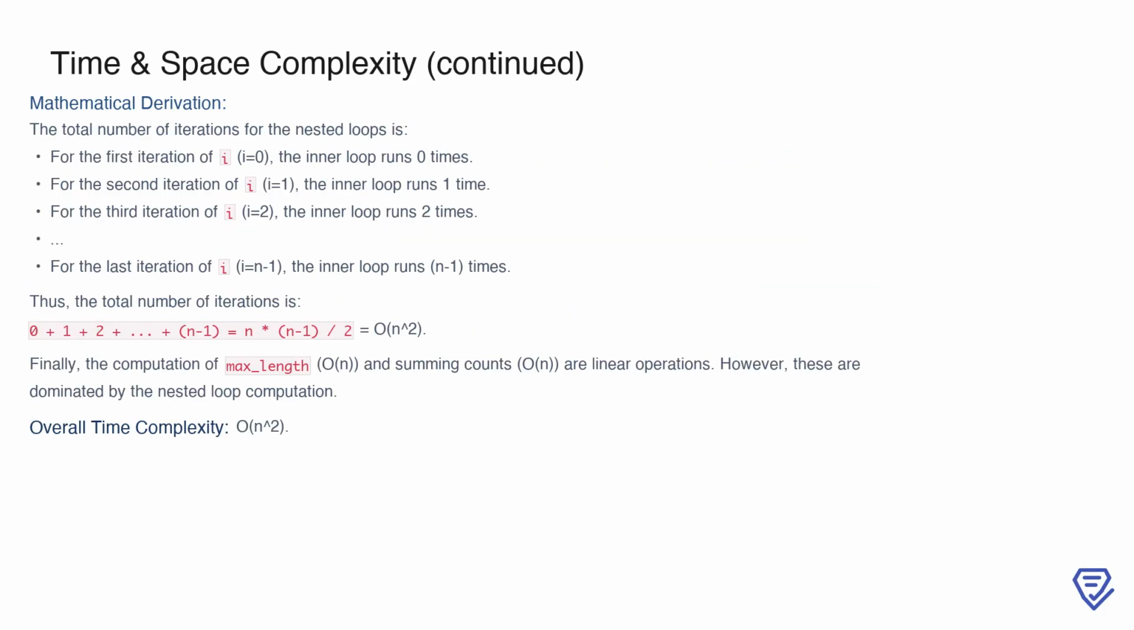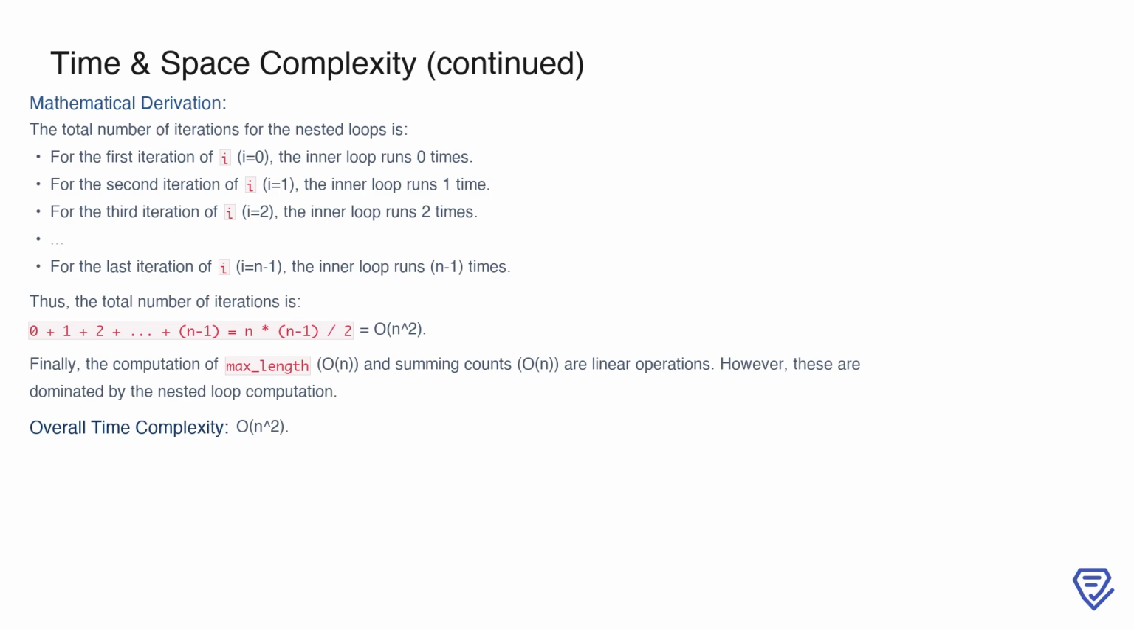Now, let's derive the total number of iterations performed by the nested loops. For the first value of i, when i equals 0, the inner loop does not execute at all, resulting in 0 iterations. For i equals 1, the inner loop runs once. For i equals 2, it runs twice, and so on. By the time i reaches n-1, the inner loop runs n-1 times.